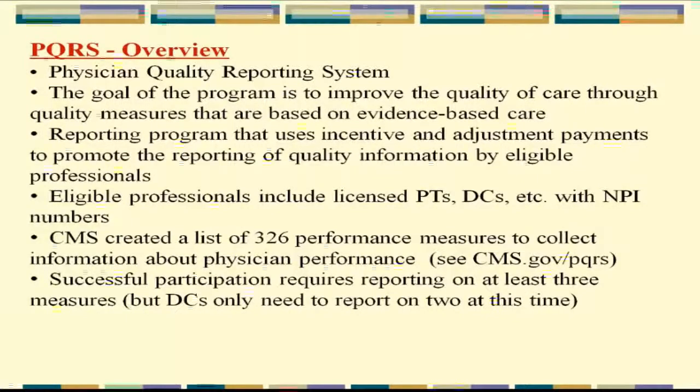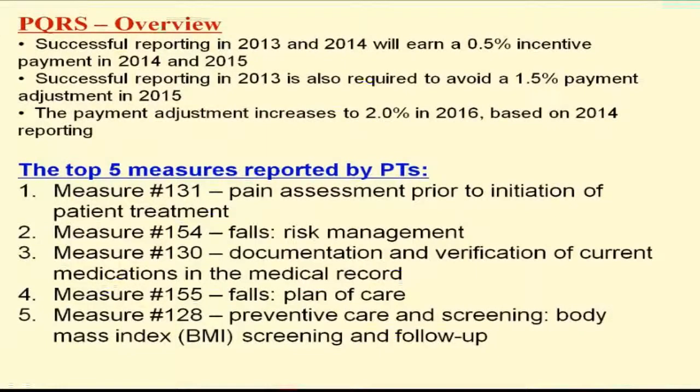CMS created a list of 326 performance measures. You can check them out at cms.gov/PQRS. Successful participation requires reporting on at least 3 measures. Chiropractors only have to do 2. Physical therapists should be doing 3. So successful reporting this year is going to give you a little bonus in 2014. Also, if you report properly this year, you'll be left alone. You'll avoid the 1.5% payment penalty.